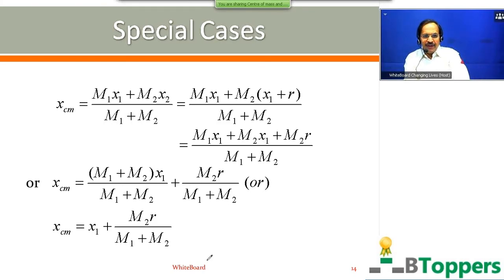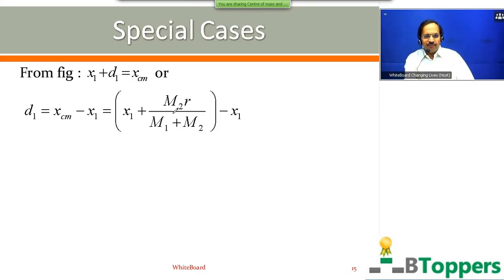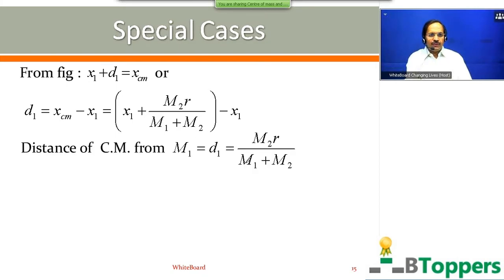In case you need more time, you can take a pause and copy down. So from the figure you can write x1 plus d1 equal to xcm, or d1 equal to xcm minus x1. So we can substitute here xcm equal to x1 plus m2r by m1 plus m2. So you get distance of center of mass from m1 equal to d1 equal to m2r by m1 plus m2.